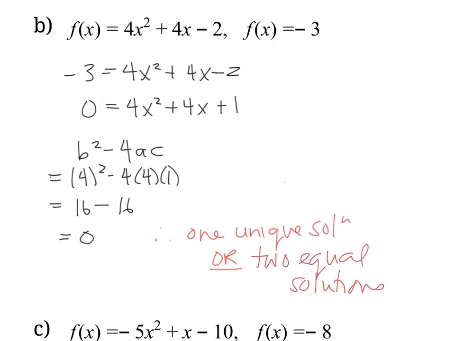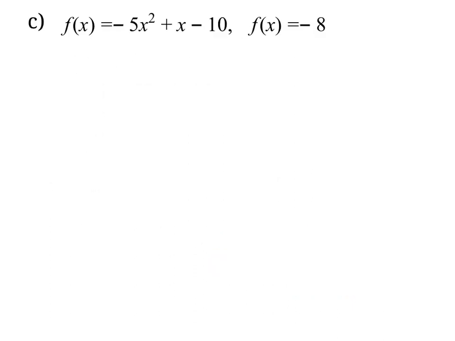Both of these are correct. So yes, these two functions can equal each other, but it must just hit -3 and bounce back, which means that there's only going to be one point of intersection. And now let's do the same for our final example. Try it on your own, come back and check in.